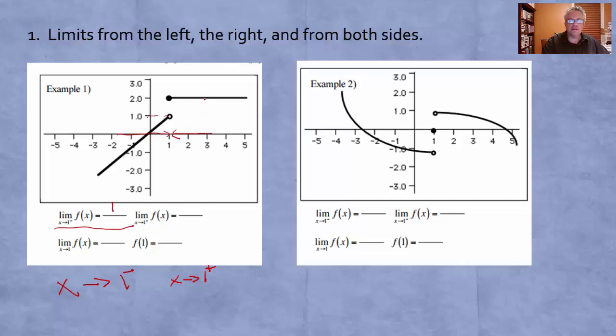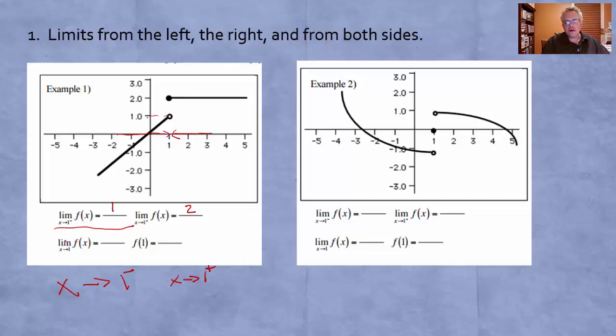Well, when x is 3, the function is 2. When x is 2, the function is 2. In fact, it's 2 all the way down to 1. So again, this is what it's approaching as it gets closer to 1. We actually don't care what it is at 1. It's what it is approaching from the right. So as we approach from the right, it's 2 all the way, and it approaches 2.